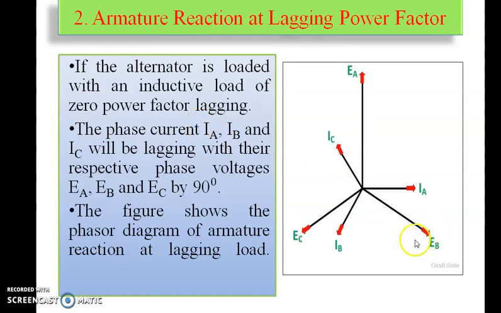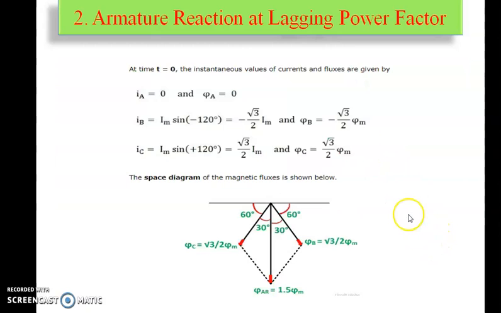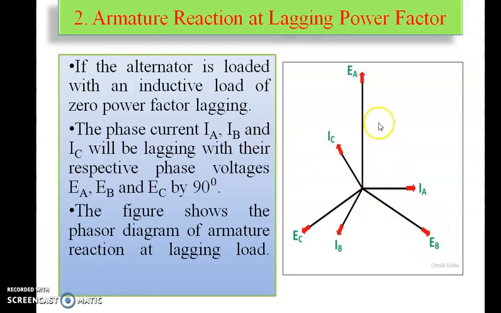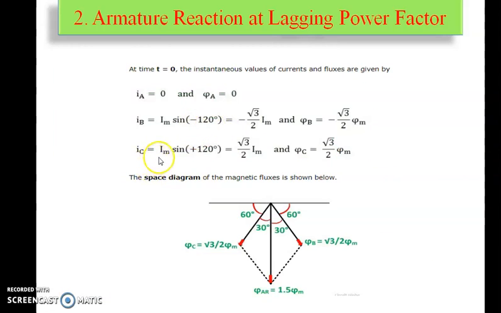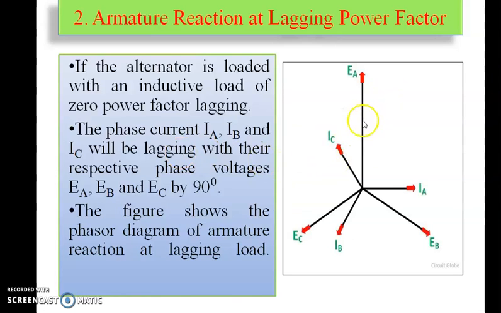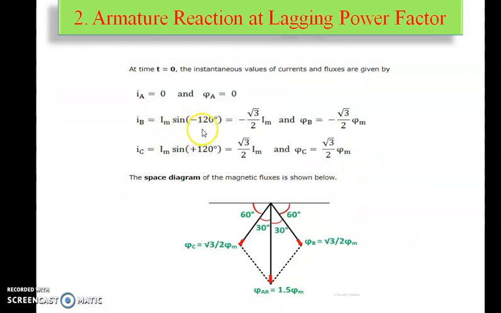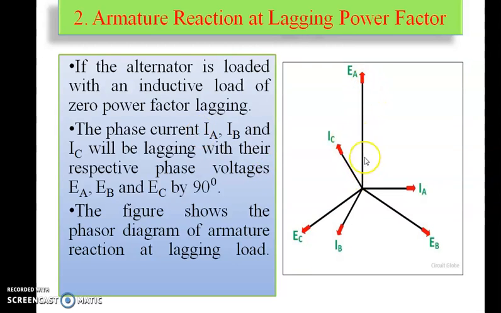By using these directions, EB is having a minus 120 degree displacement, and similarly IC equals Im sine of omega t plus 120 degrees. You can take EB equals minus 120 and EC equals minus 240, or simply you can take it as 120 degrees plus. According to this direction, my main field flux is here, so the direction is like this. Now IA current is obviously 0, because it is exactly opposite to the main field flux, so I take this as 0.